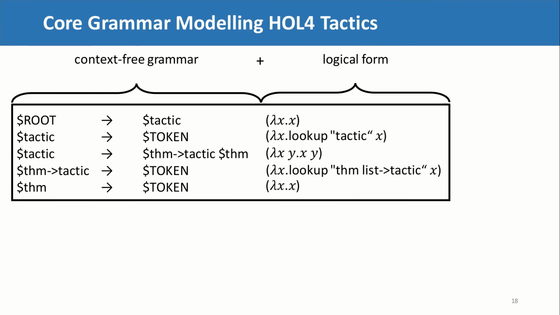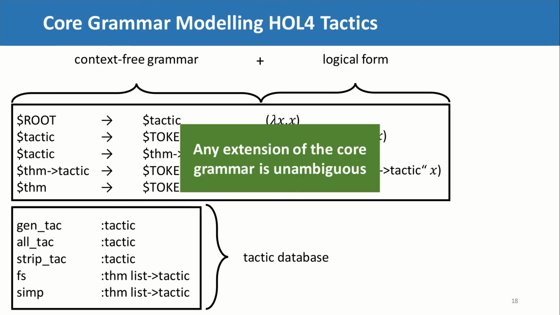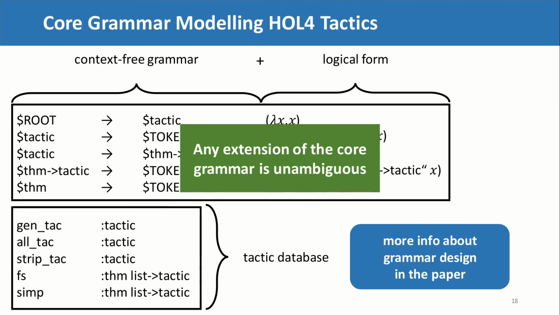As an example of how this works, in the center, the second rule from the top is our rule for parsing a tactic just as a plain so-called token, which means that we look up a tactic with that name or the token that was recognized from the grammar from Lassie's tactic database. Similarly, this works, for example, for theorem to tactic functions, and then we have combinations of those. By carefully designing the grammar such that it parses a subset of HOL4 tactics, we know that any extension of the core grammar performed by the semantic parser will always be unambiguous. More details about the design can be found in our paper.